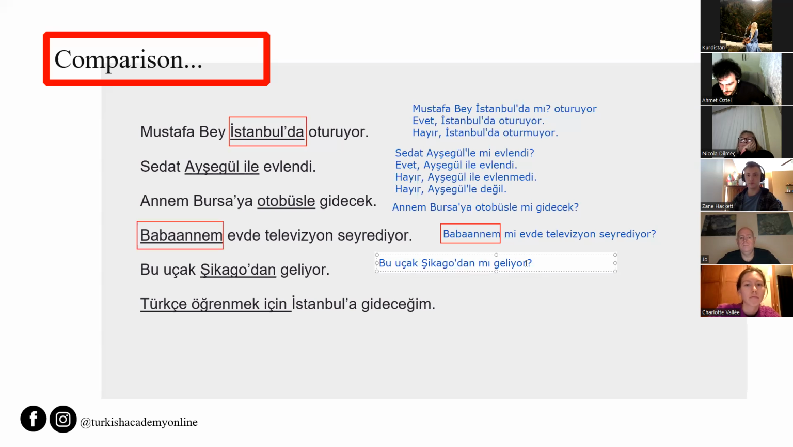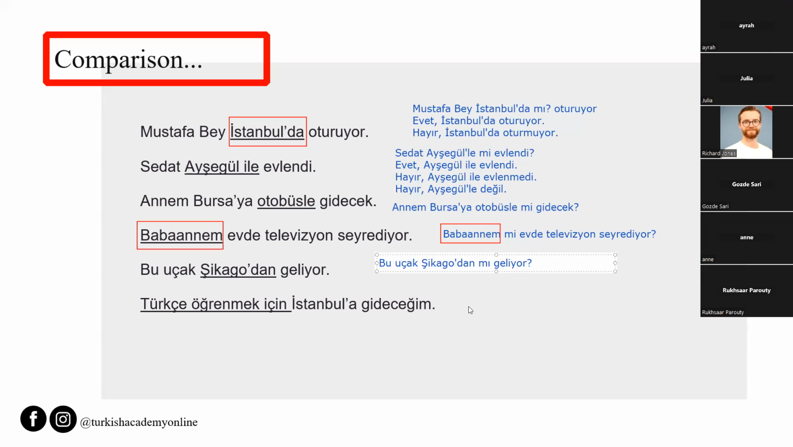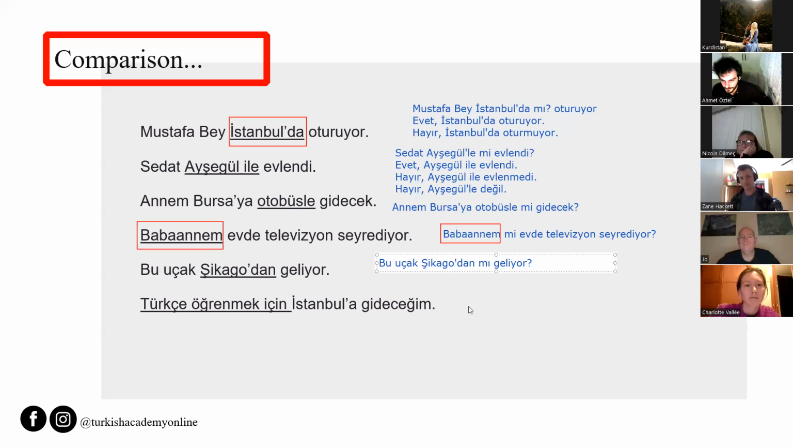And who wanted to go for this one? Was it you, Ibrahim? Excuse me? Someone wanted to go for this sentence, but Zayn was a little bit faster. So who wants to do this one? Okay, I'll try. Türkçe öğrenmek için İstanbul'da gideceğim, right? Yeah. Gideceğim. You can say gideceğim. And also I want to hear İstanbul'a. This is important. İstanbul'a. Okay.